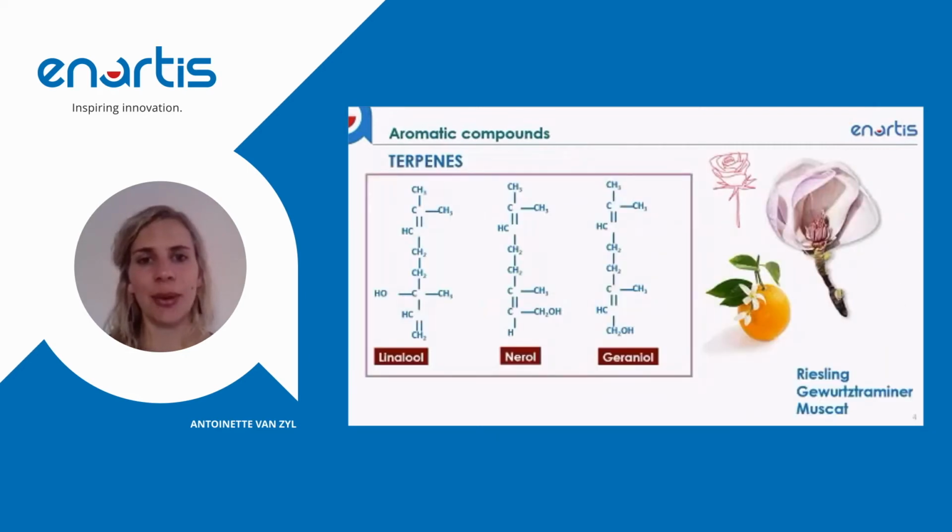Terpenes are second aromatic compound. Examples of that is linalool, nerol, and geraniol. The nerol and geraniol can impart that typical powerful rose character, and linalool can even sometimes have a coriander-like character. These kind of aromas are typical to Riesling, Gewürztraminer, and Muscat.